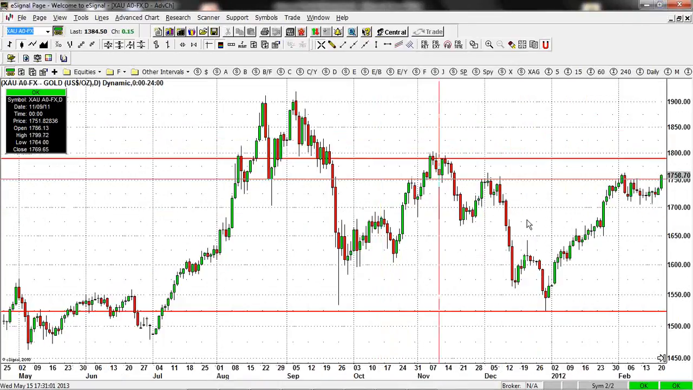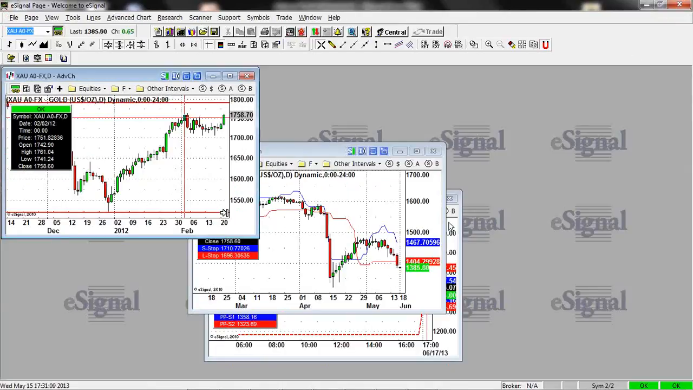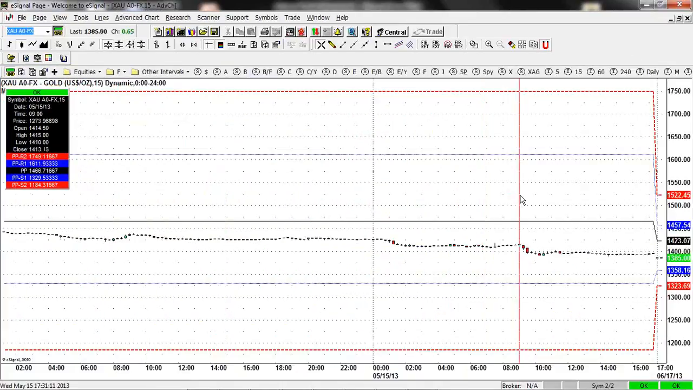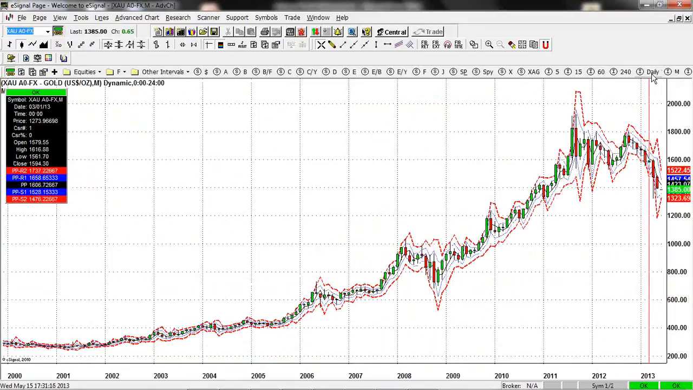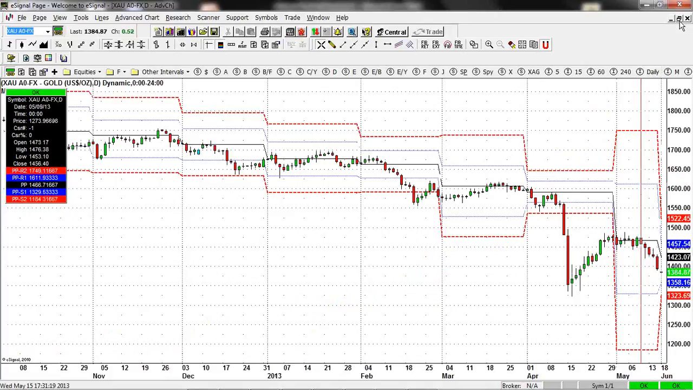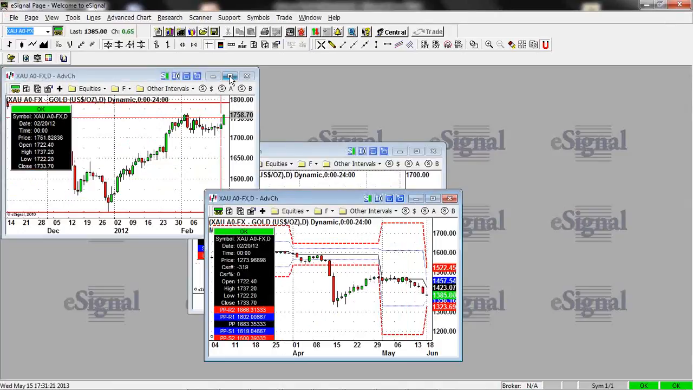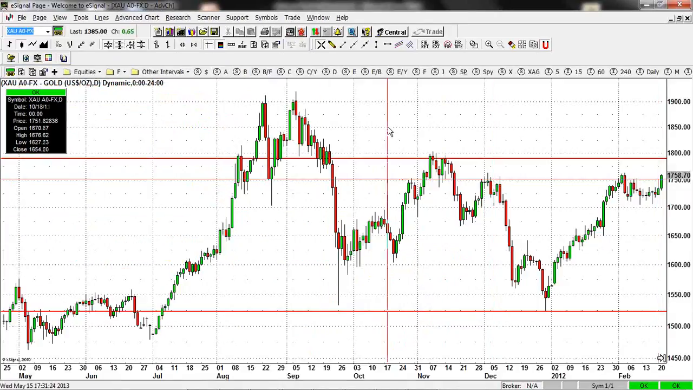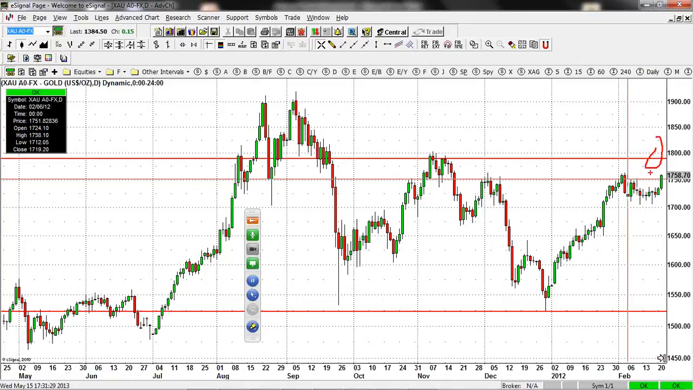And we saw this happen in gold, where the market broke down. The market came up to this resistance point, and we got a sell signal, and then the market broke downward.